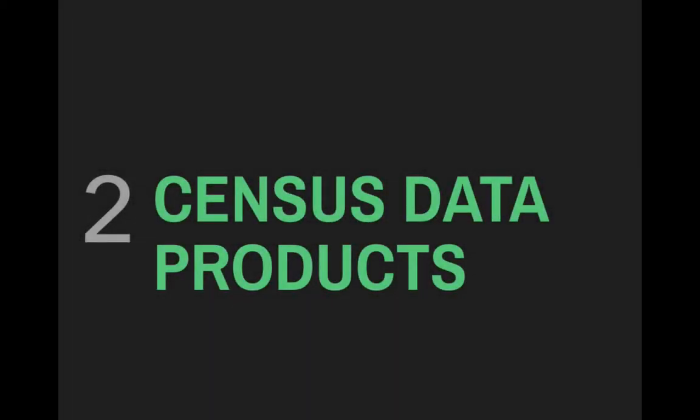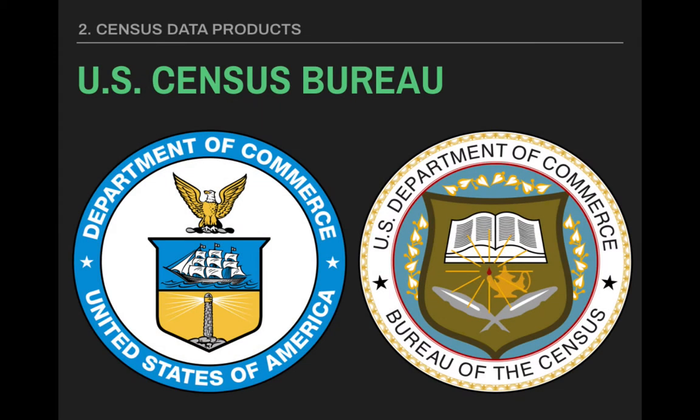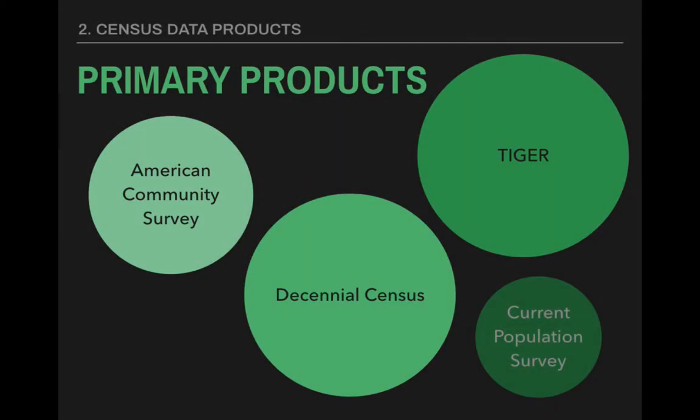Our main source of data at these different census geographies is the Census Bureau themselves. The U.S. Census Bureau is a unit within the Department of Commerce. The Department of Commerce is a cabinet-level position in the executive branch of the U.S. government. And the Census Bureau carries out the constitutionally mandated census that takes place every 10 years in the United States. And that census is one of a number of products that we use regularly from them.